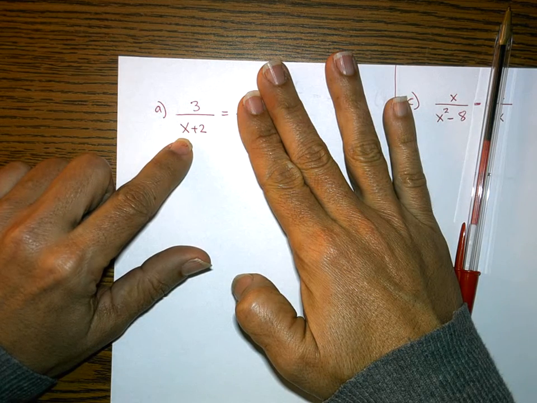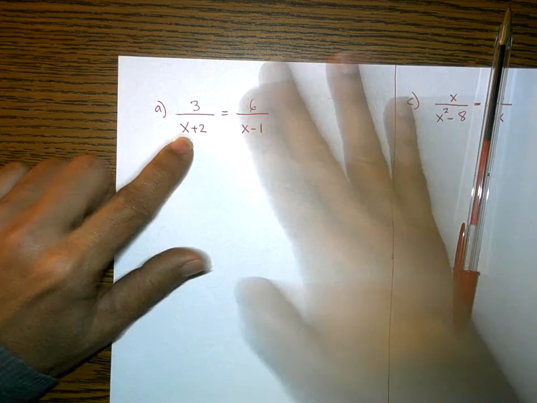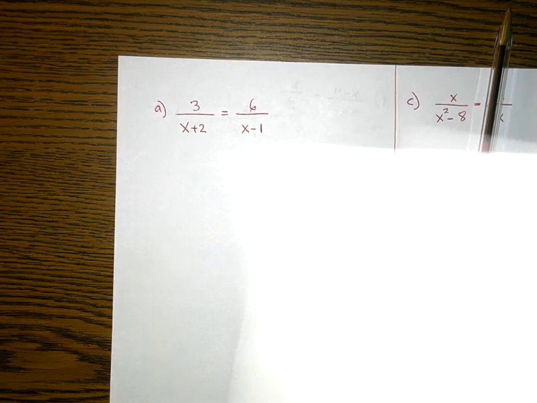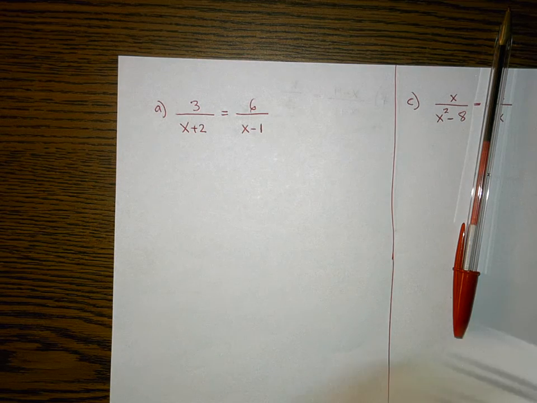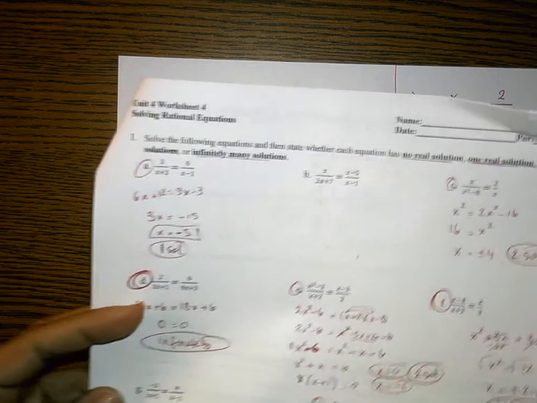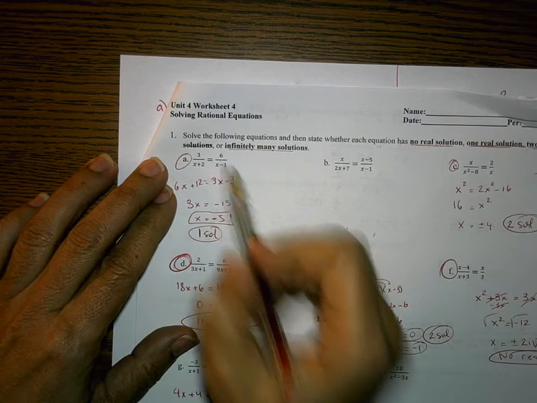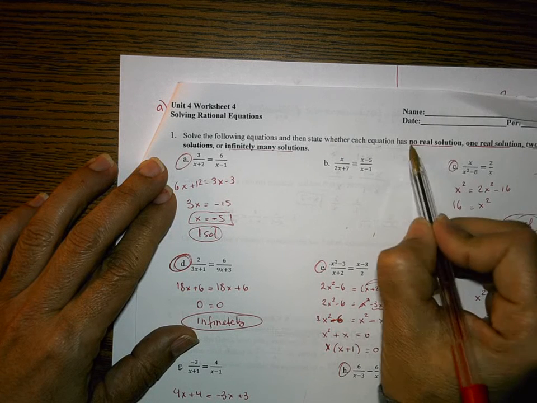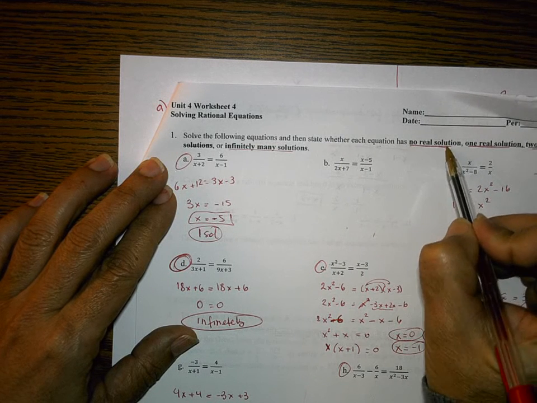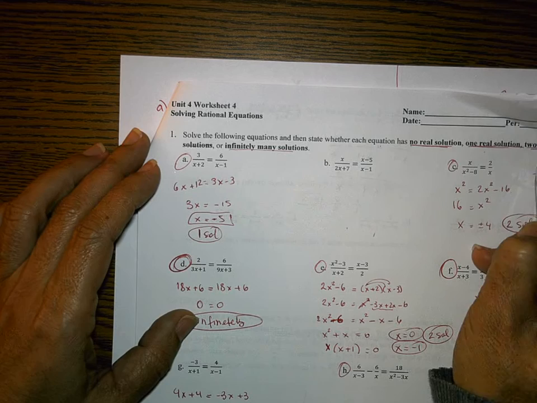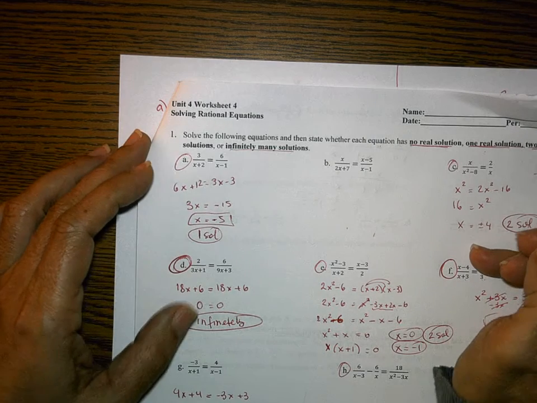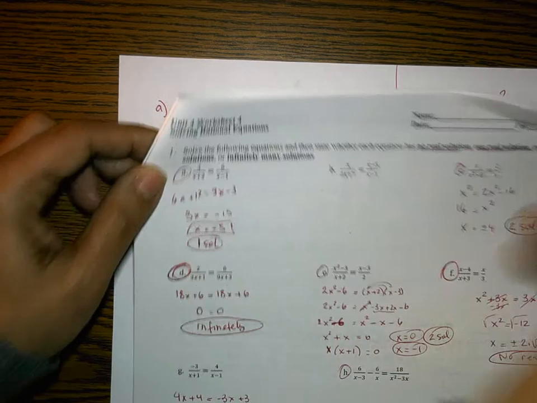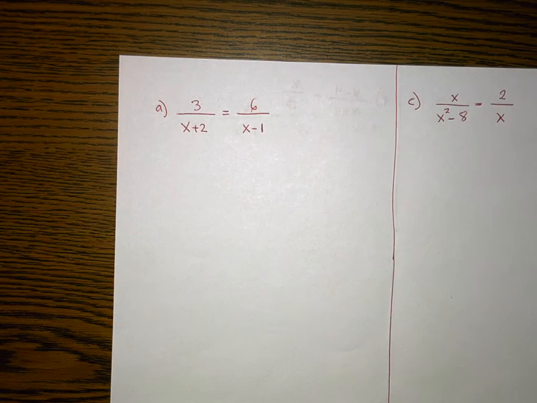As a matter of fact, the instructions here, let me grab it. It says solve the following equations right here. Solve the following equations, and then state whether each equation has no real solution, 1 real solution, 2 real solutions, or infinitely many. So we are looking to solve for x and then decide how many solutions we get.